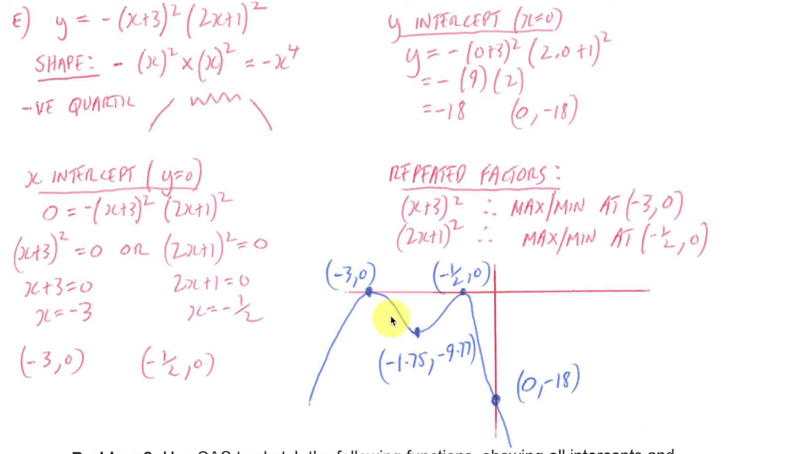And then, of course, if that's coming through down, I must have a turning point in between here, which I do. And you can work out exactly where that is on your CAS. And then it comes through the intercept at the end.